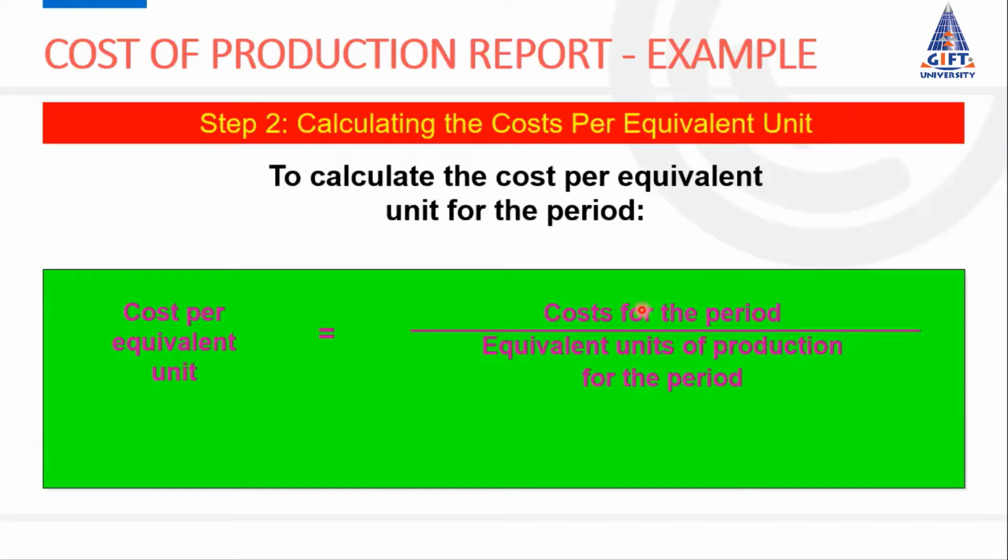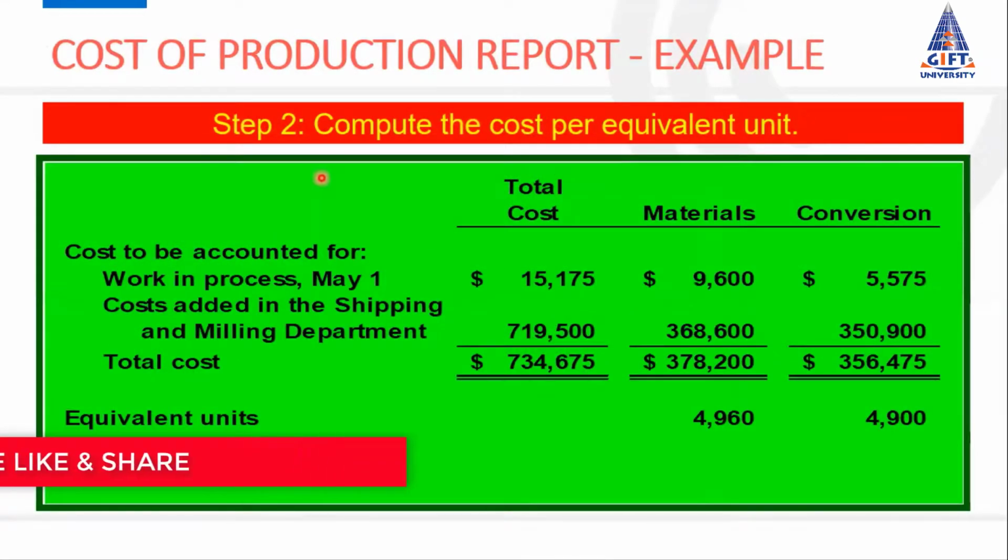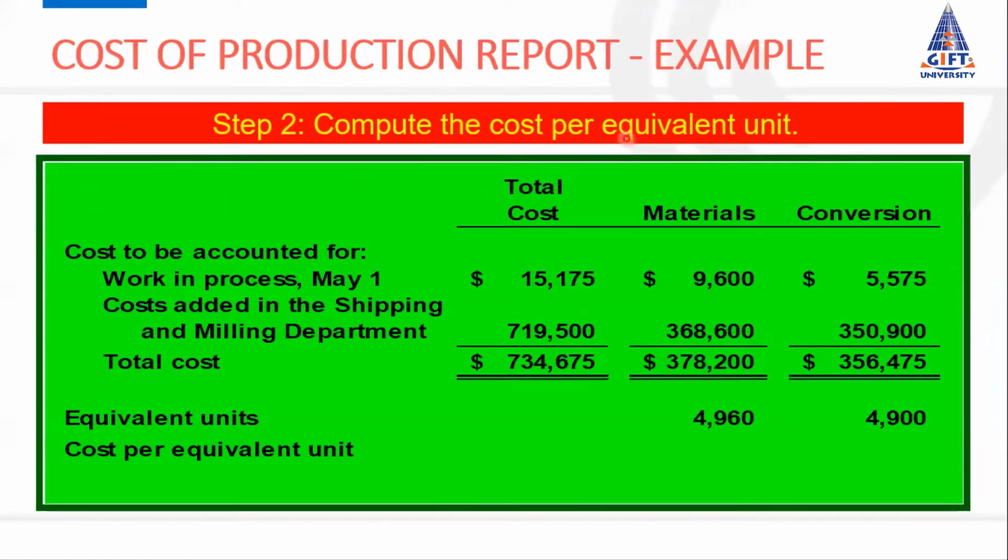For the calculation of these things, we have to prepare another segment of the cost of production report that is called the cost accumulation summary. This is the cost accumulation and equivalent per unit cost calculation summary. In this portion, we calculate what cost has been accumulated in this department and what is the per unit cost, or per equivalent unit cost.